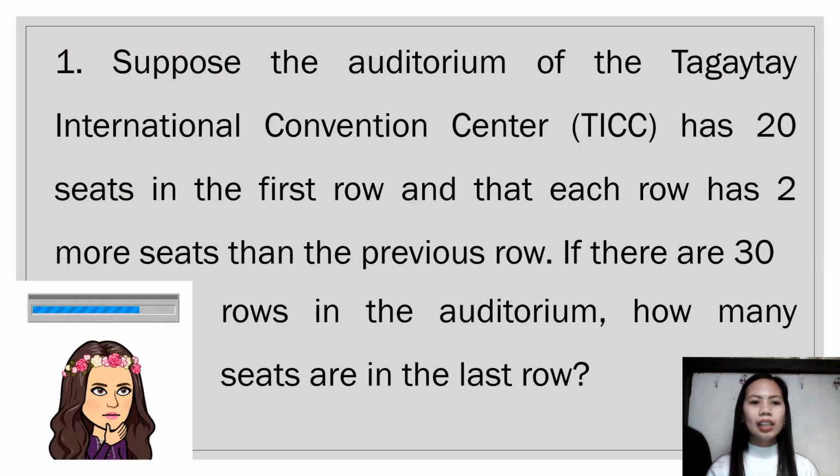Okay, so let us start with this problem. Suppose the auditorium of the Tagaytay International Convention Center or TICC has 20 seats in the first row and that each row has 2 more seats than the previous row. If there are 30 rows in the auditorium, how many seats are in the last row?